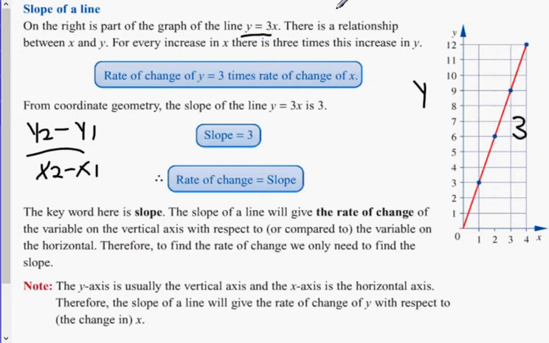Now, do you know y equals mx plus c? The c value is 0 because it's crossing through the origin, okay? Now the slope is 3. The rate of change is what's called the slope.